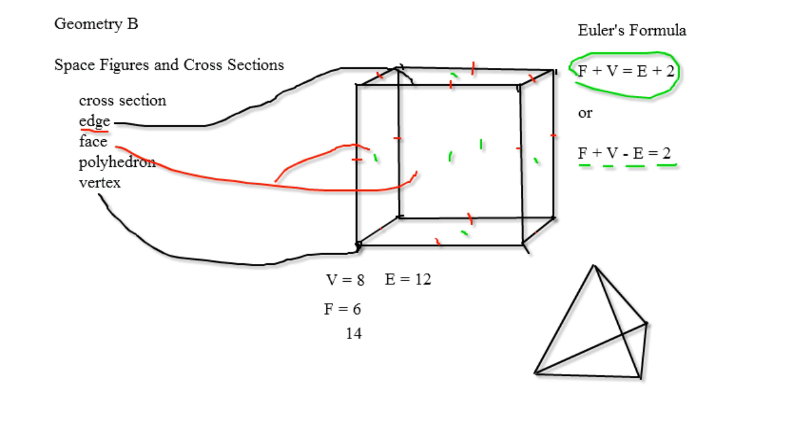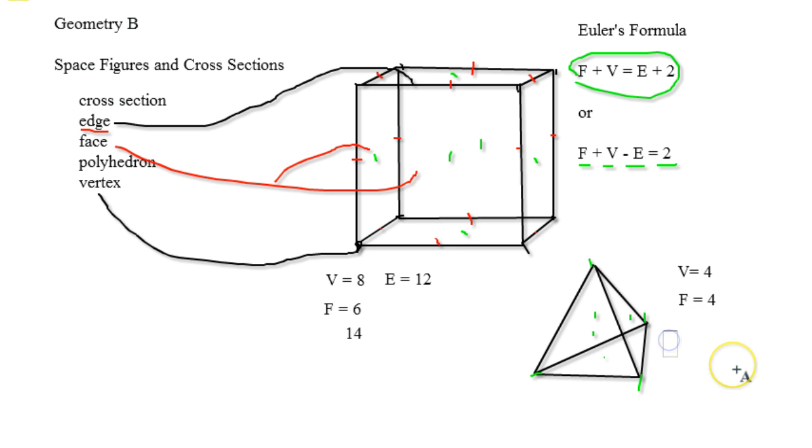All right, so let's count the vertices. Vertices 1, 2, 3, 4. So vertices is 4. Then let's count the faces. 1 on the front, 1 on the right, 1 on the back left, 1 on the bottom. So that's a total of 4 faces.